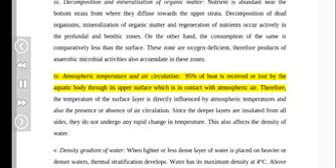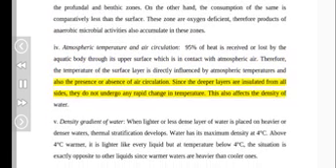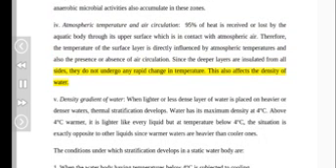4. Atmospheric temperature and air circulation. 95% of heat is received or lost by the aquatic body through its upper surface, which is in contact with atmospheric air. Therefore, the temperature of the surface layer is directly influenced by atmospheric temperatures and also the presence or absence of air circulation. Since the deeper layers are insulated from all sides, they do not undergo any rapid change in temperature. This also affects the density of water.